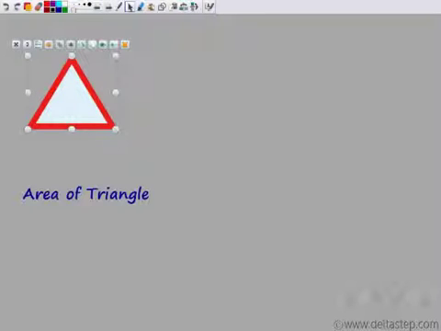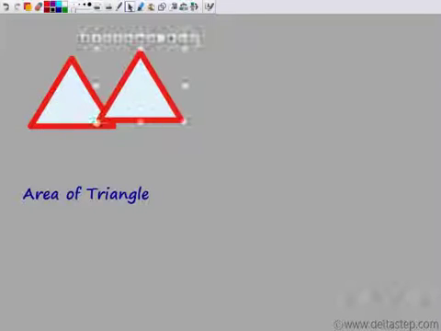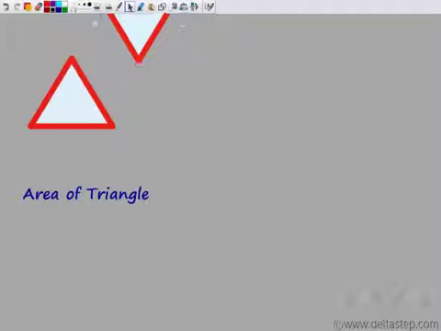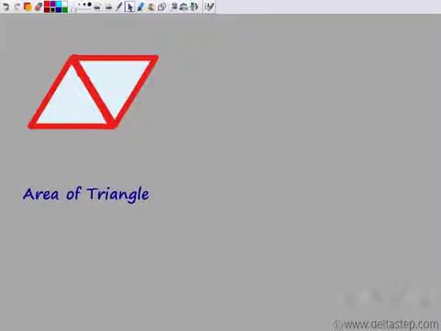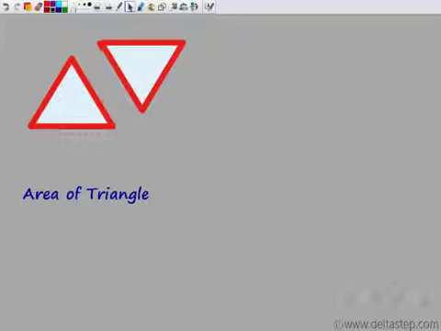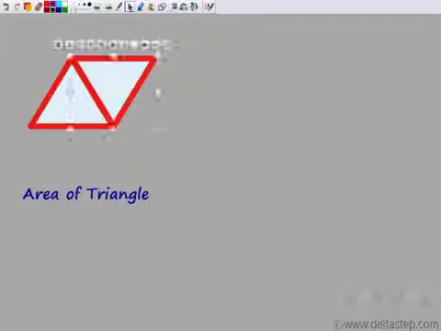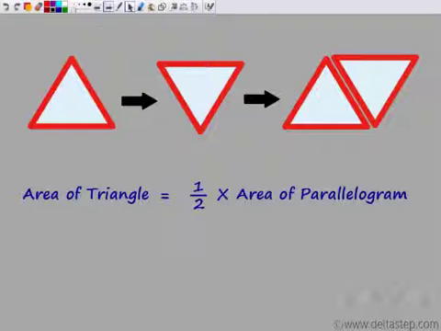I select this shape and take a copy of it, so I get two triangles now. I rotate this triangle such that it inverts itself, and then I bring it towards the first triangle. Now I join it in such a way that it becomes a parallelogram. This parallelogram has two of the same triangles, so the area of one triangle would be half of the area of this parallelogram. We know that the area of a parallelogram is given by base into height.